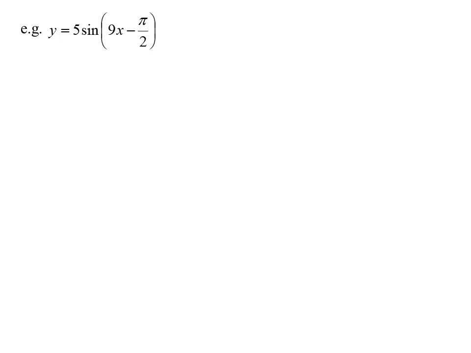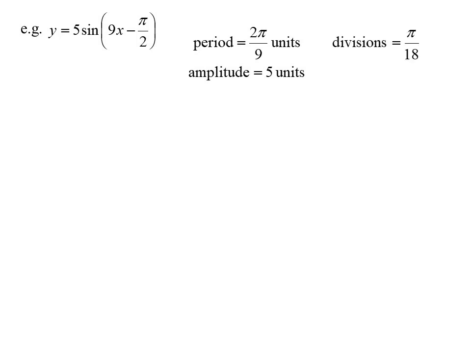Obviously I know it's the basic sine curve. I want to work out its period, so then I know where to mark off my points. It'll be 2 pi divided by 9. So there's our period. Amplitude, how far up, how far down does it go? Well, it's 5 units, the coefficient there of the trig function. I will mark my divisions every pi on 18. That's 2 pi on 9 divided by 4.